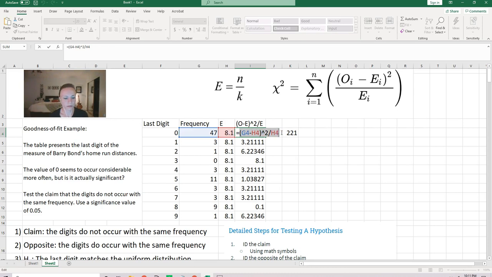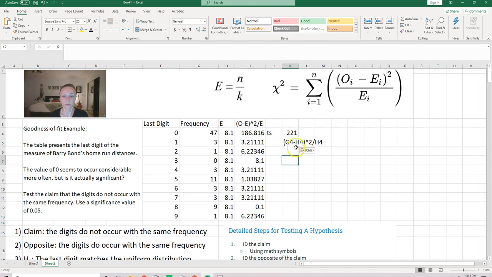This one was G minus H4 squared divided by H4, and that's because I was in H4 and G4. So it would match wherever you are on your Excel spreadsheet. And this one was just the sum of the column I for me, but what really matters is that it's the column where you've put this title. Okay, so I have my test statistic, it's 221.